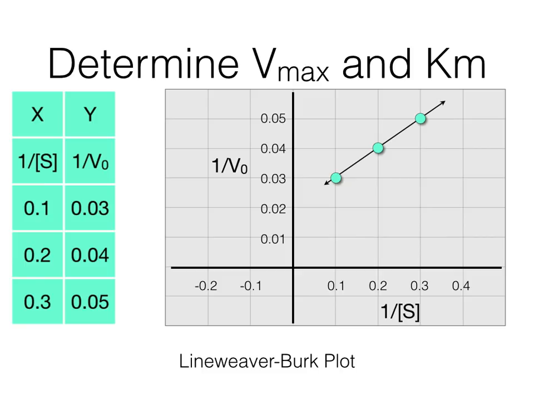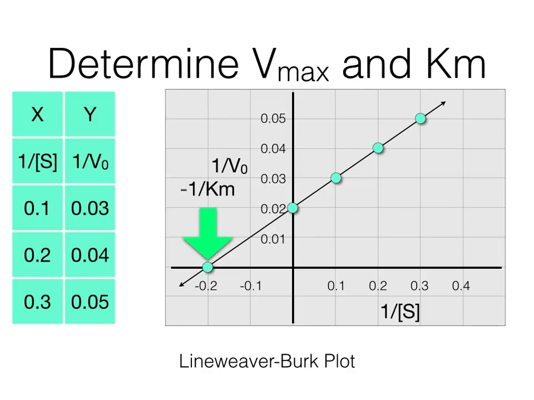Extrapolate the 3 points until it intersects with the y-axis. Why particularly this y-axis? This will give you 1 over Vmax. So if you obtain the reciprocal of 0.02, that will give you now the Vmax. Extrapolate some more until it intersects with the x-axis. This will give you the reciprocal of 1 over Km. Just disregard the negative sign.